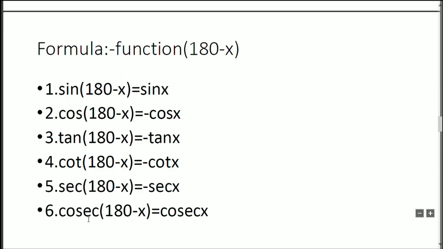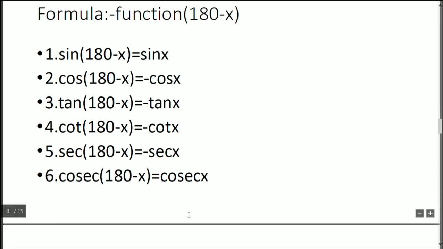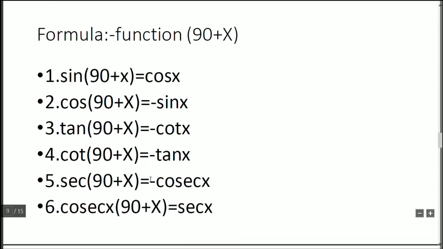Then let's take another, that is the function of 90 plus x, that is sin(90 plus x) equal to cos x, then cos(90 plus x) equal to minus sin x, then tan(90 plus x) equal to minus cot x, then up to cosec(90 plus x) equal to sec x.